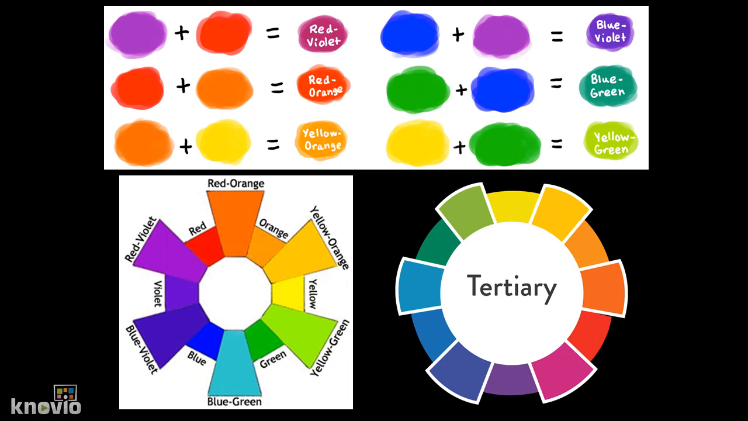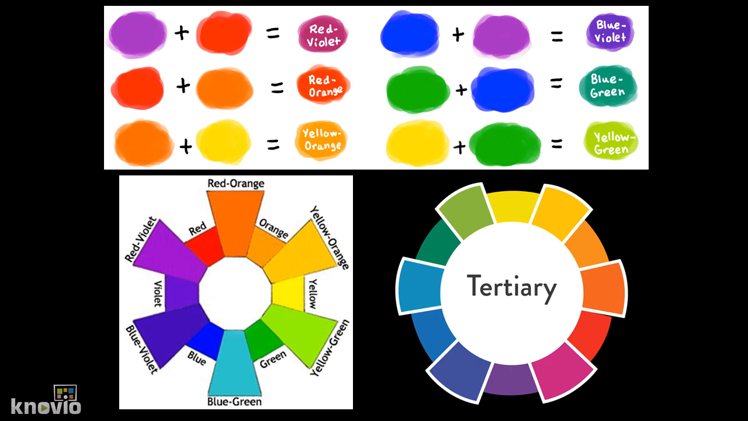Alright, now that you have some background knowledge, let's take things to the next level. We already know that when you mix two primary colors, you get a secondary color. But there are other colors that can be made from color mixing. When you mix a primary color with a secondary color that it is next to on the color wheel, that mixture makes a tertiary color.